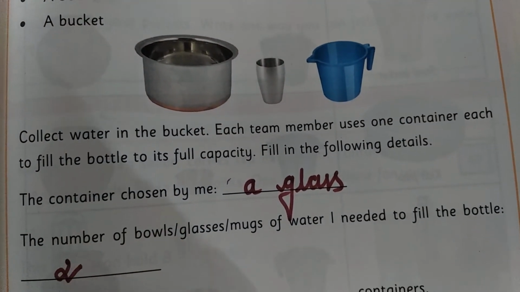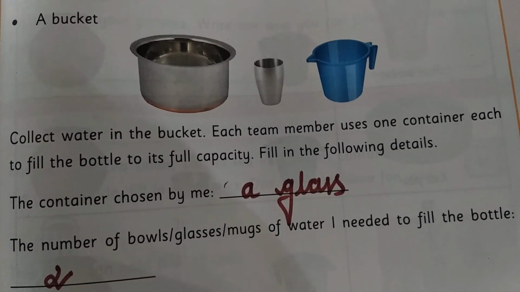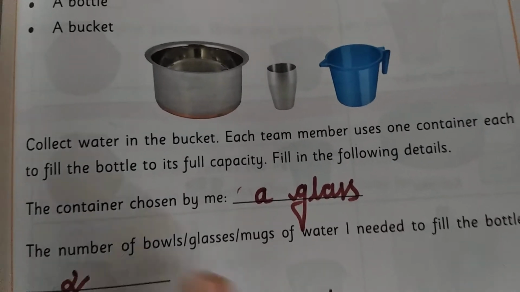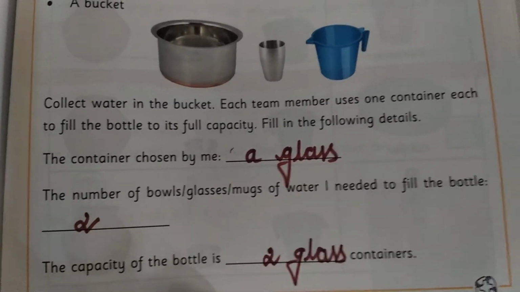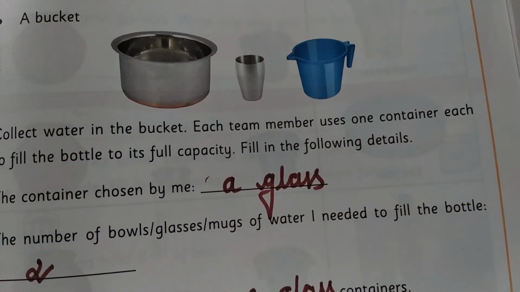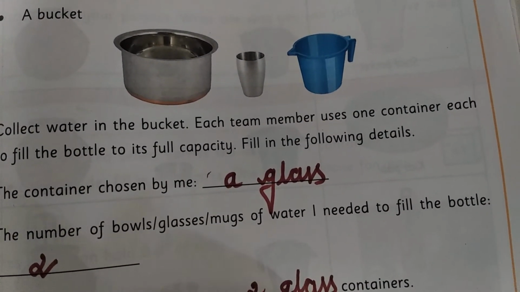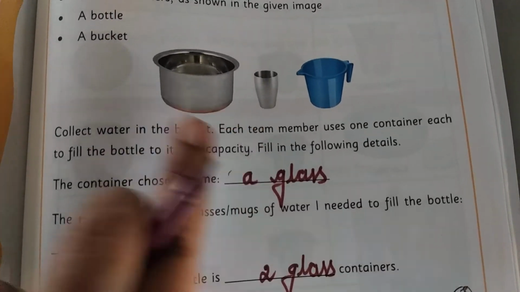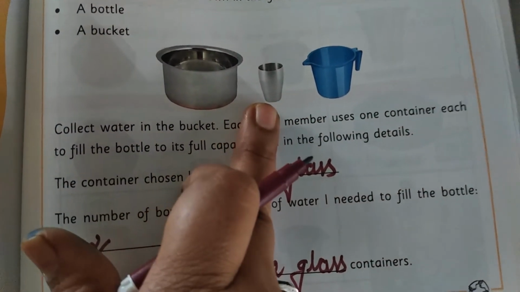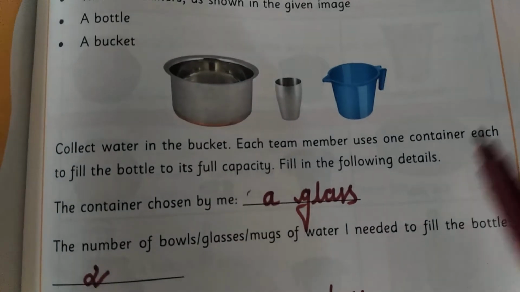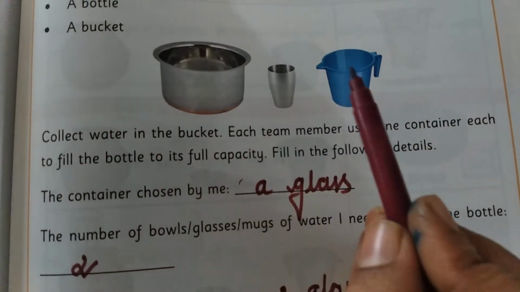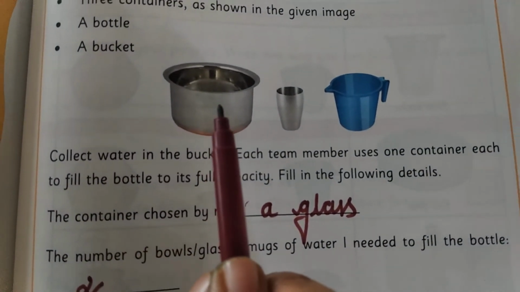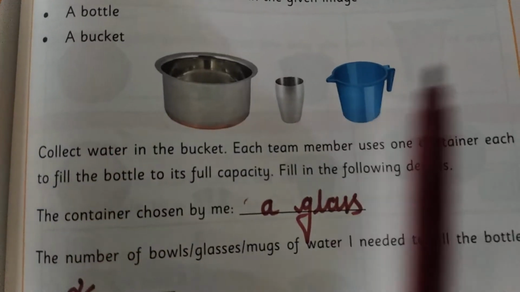So the capacity of the bottle is 2 glass containers. We are using 2 glasses of water to fill the bottle, and the capacity of the bottle is 2 glasses of water. And which container are we using? Glass. That you want to mention here. Here I am selecting a glass for the water bottle. In your home you can check. Either you can use a mug or bowl. Maybe one mug can fill the bottle, or half of the bowl can fill the bottle. You can check. Okay, Kanna?